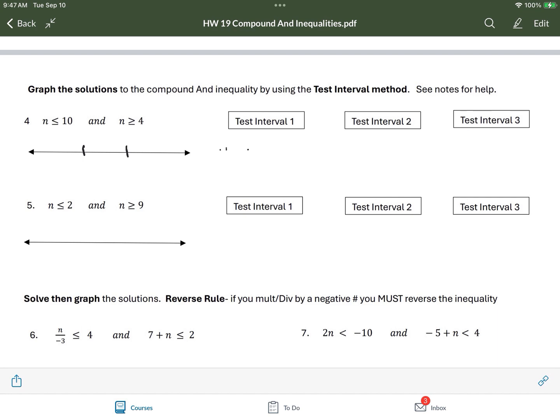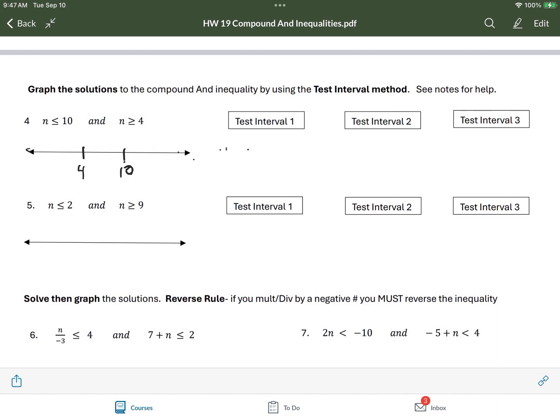So 4 should go further on the left than 10 because if it's a number line, right, you've got 0, then you've got 1, 2, 3, 4, etc. So make sure that you're putting the numbers on the number line correctly. So 4 should go to the left and 10 should go to the right.